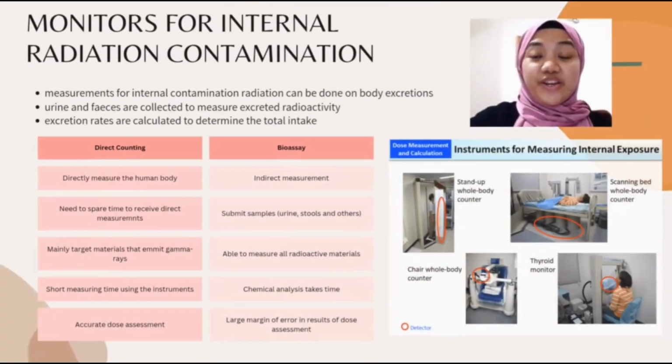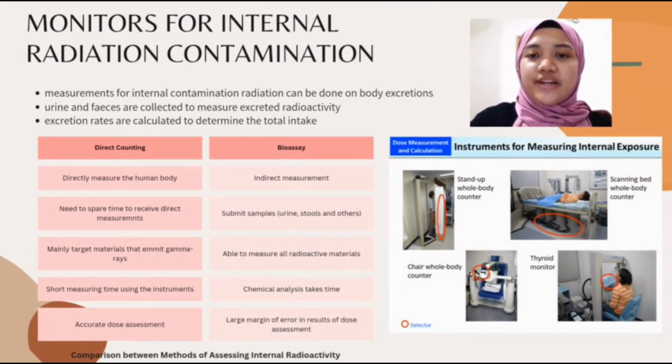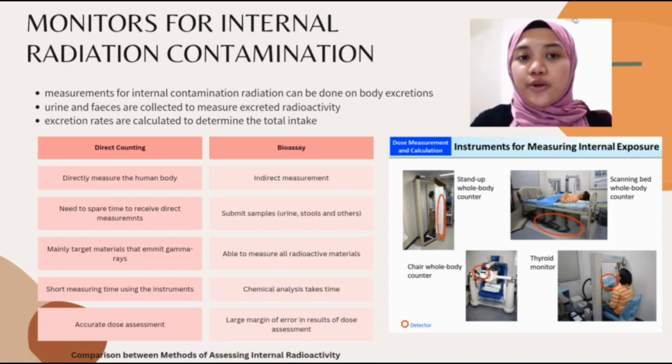Last but not least, monitors for internal radiation contamination. Measurements for internal contamination radiation can be done on body excretions. Urine and feces are collected to measure excreted radioactivity. Excretion rates are calculated to determine the total intake.